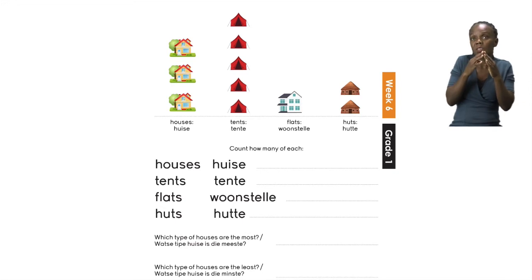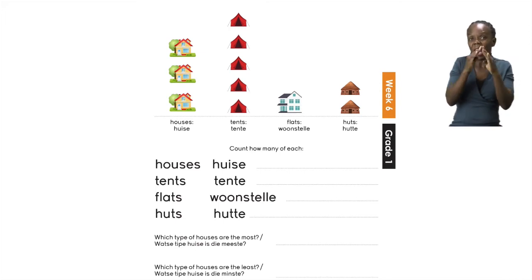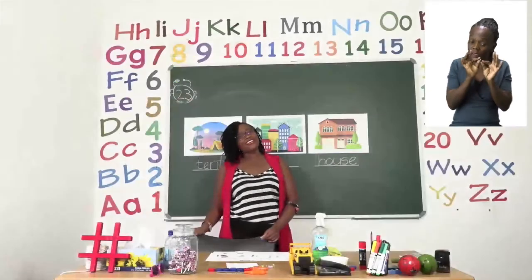And then the next question says, which type of houses are the least? Which means which ones are the fewer ones that you can see? Is it houses, tents, flats, or huts? I want you to please count carefully and write your numbers very, very neatly. And I will see you just now after our advert break.